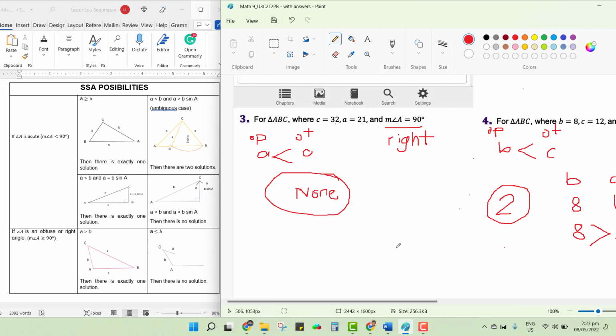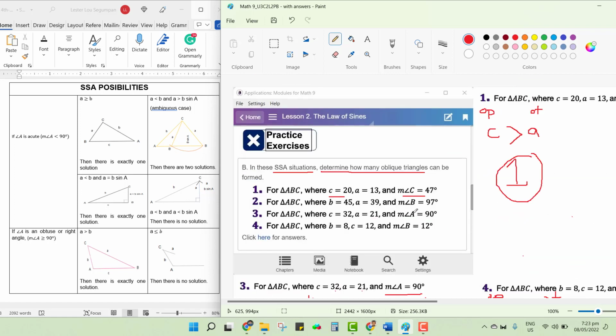So use this as part of your preparation, because the SSA situation is the third type of situation where you can use law of sines, but this is where the situations are too ambiguous and hence it is often called the ambiguous case. So aside from AAS and ASA, the third for law of sines is SSA, and we are going to show it in the next practice exercise.